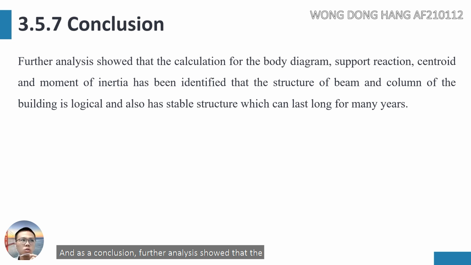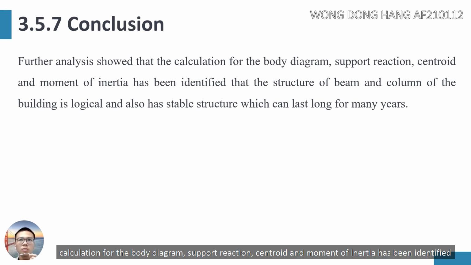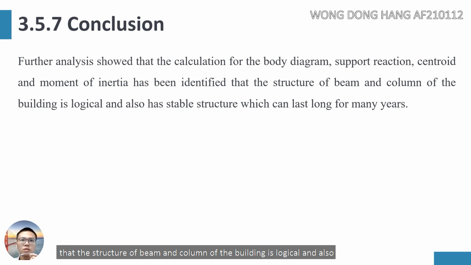As a conclusion, further analysis shows that the calculation of the free body diagram, support reaction, centroid, and moment of inertia has identified that the beam and column structure of the building is logical and also stable, which can last for many years. This is evidence that we have to use a suitable method and a reasonable structure, because these are the major factors which affect the stability of the structure.